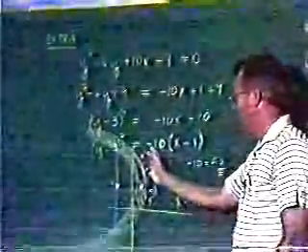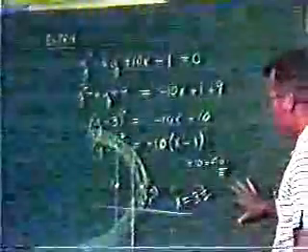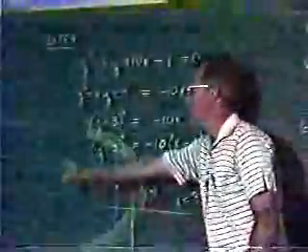3 things you need to know. Number 1, what letter is squared? If the x is squared, then it's up and down. If the y is squared, then it's left or right. If this is positive, then it's up for x. It's this way for y. If this is negative, it's down for the x. It's that way for y.